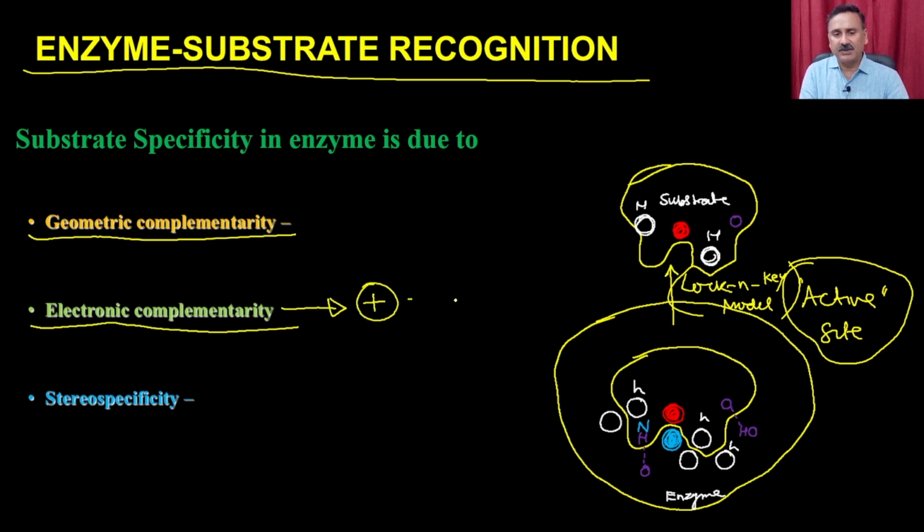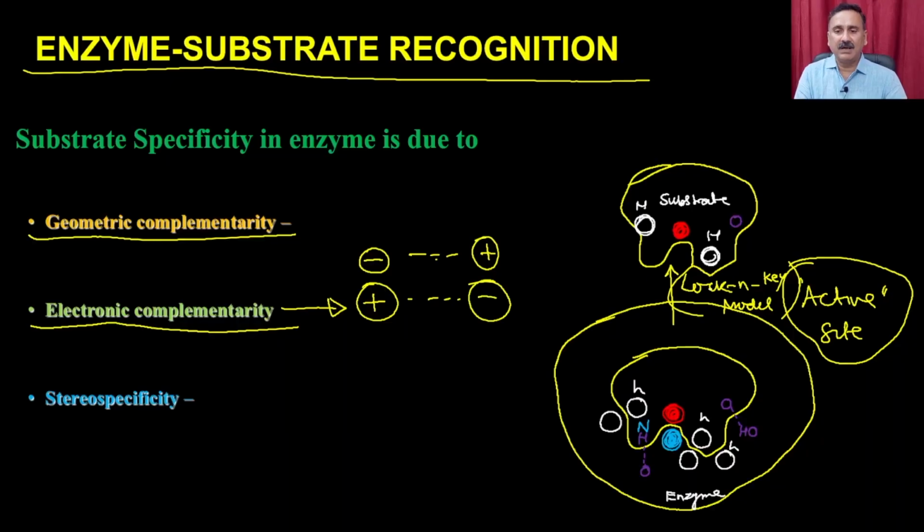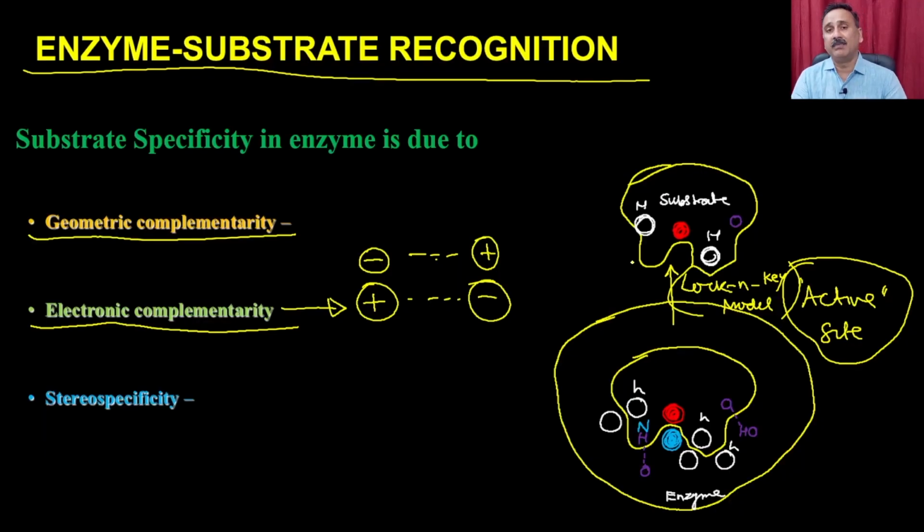So for example, the positive is going to have an interaction with the negative, and similarly the negative will have an interaction with the positive, right? So that is also going to be true. That also should match, because there could be a possibility that you may have similar kinds of three-dimensional structures, but it may not map the interaction. It may not map the electronic complementarity.